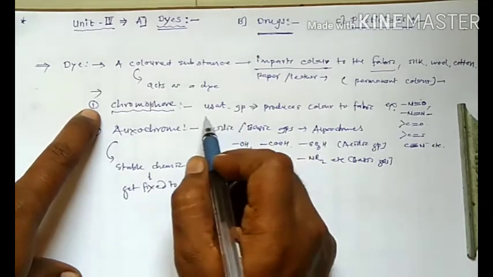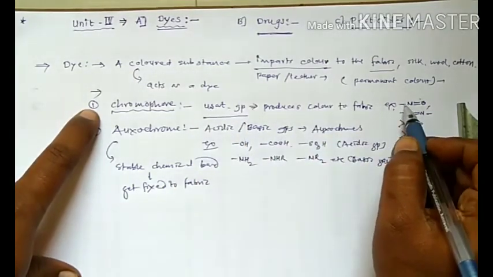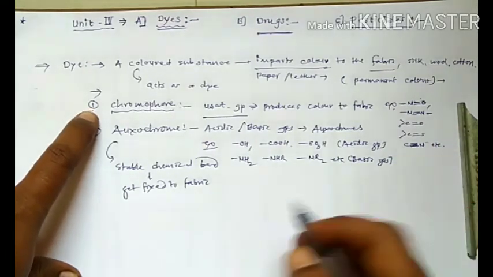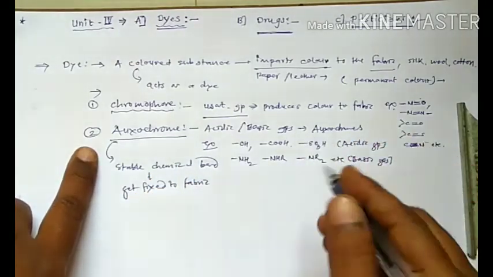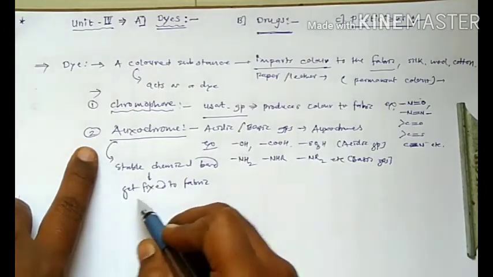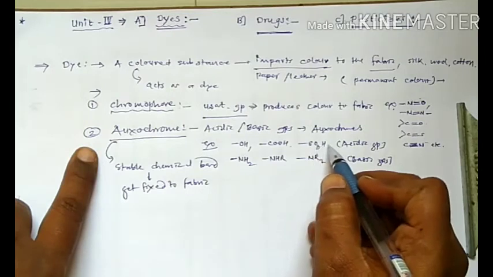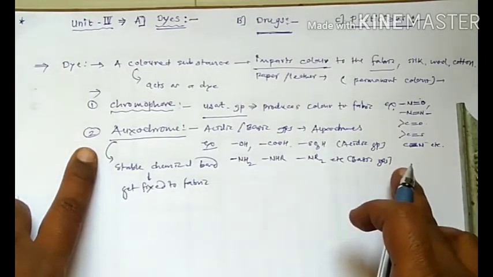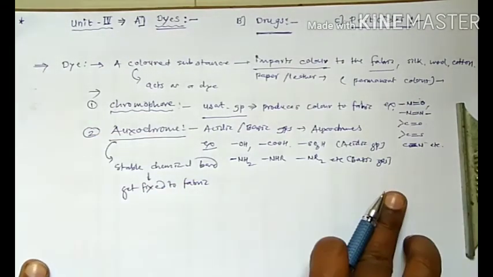Chromophore means an unsaturated group which produces color on the fabric, like this. These are examples of the chromophore. And oxochromes are the acidic and basic groups which form a stable chemical bond with the fabric and get fixed to it, like the OH, COOH, SO3H acidic groups, and the primary, secondary, and tertiary amine groups. These are the basic groups. All are oxochromes.